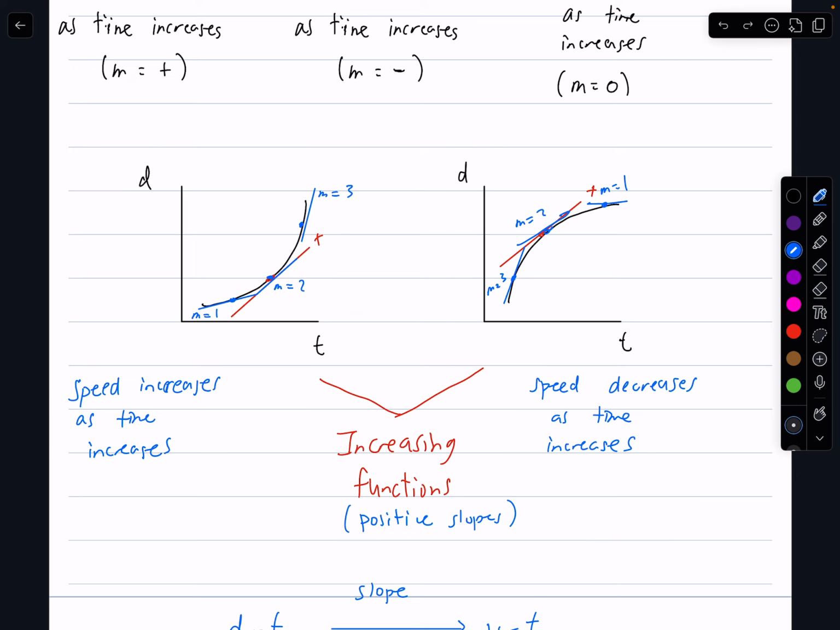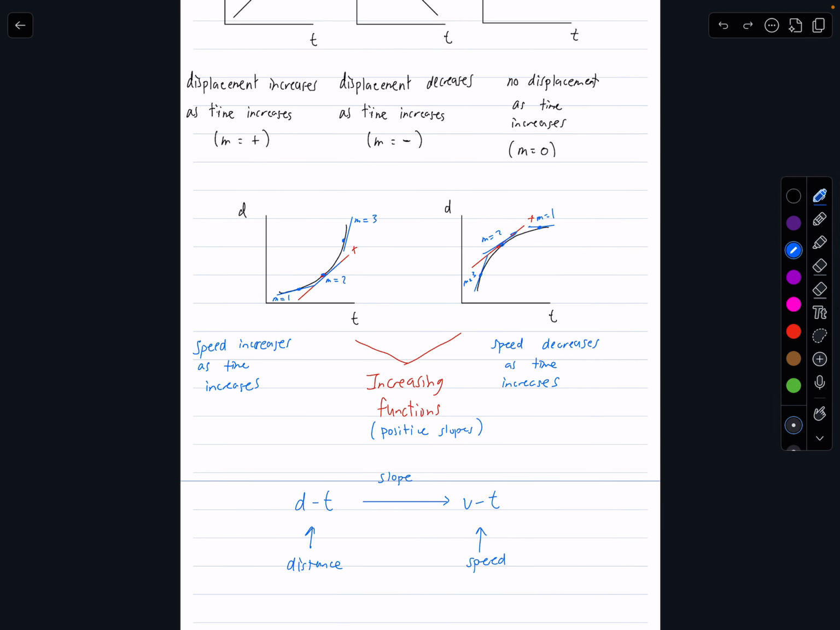A lot of people confuse this. They say, oh, it should be increasing because the slope's positive. Yes, the function is an increasing function. But when we're talking about speed specifically, we're looking at how that slope transitions as it goes from left to right within the graph.